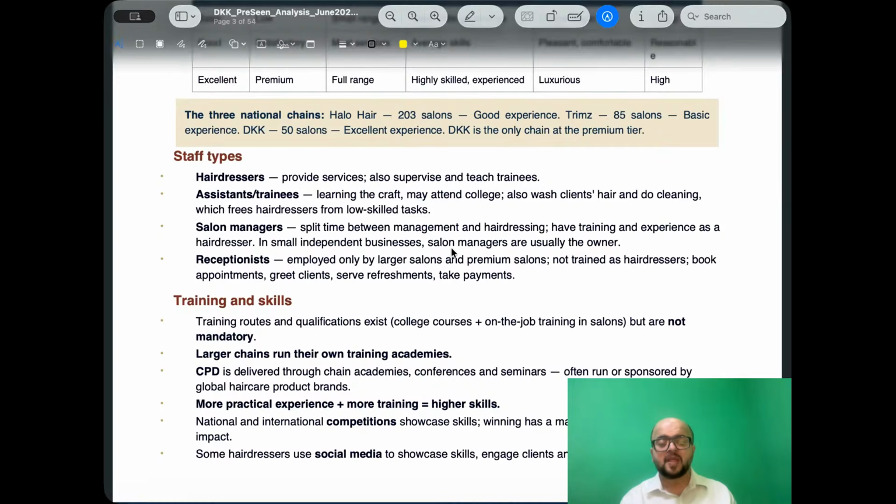And then you have receptionists, employed only by larger salons and premium salons, not trained as hairdressers, who book appointments, greet clients, serve refreshments, take payments, so on and so forth. Basically, welcome drink and all of that, which happens in big places.